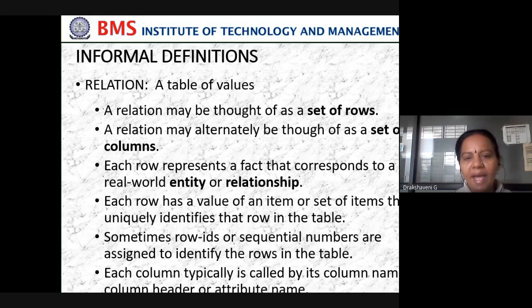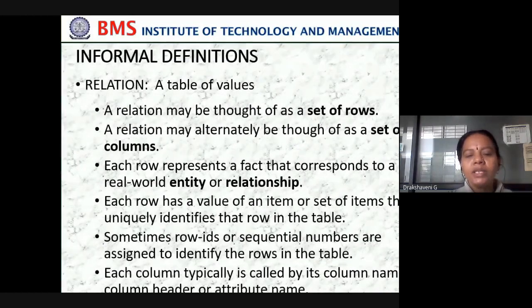Each row represents a fact that corresponds to a real world entity or relationship. Each row has a value of an item or set of items that uniquely identifies that row in the table. Sometimes row ID or sequential numbers are assigned to identify rows in the table. So now, your serial number or your USN number: why do you have your USN number? I call 01, 02. So it says that your names are called sequentially, one after the other, the same way as when we are taking attendance. Even in your rows we represent them that way.